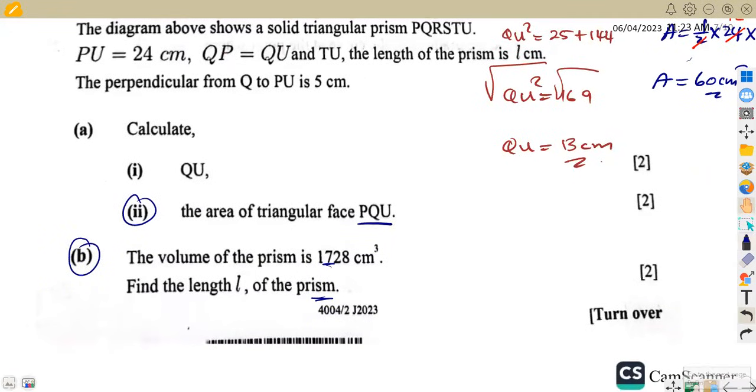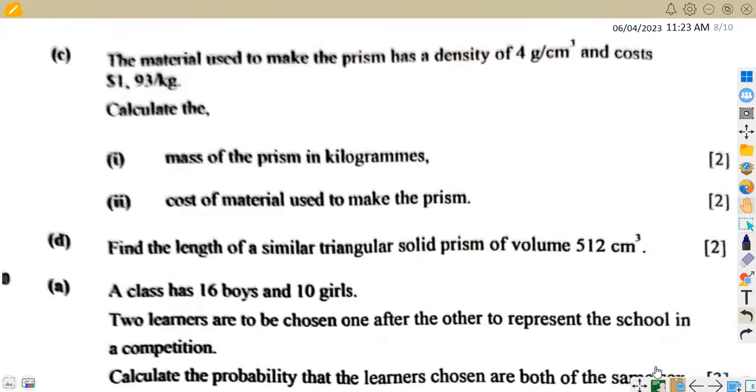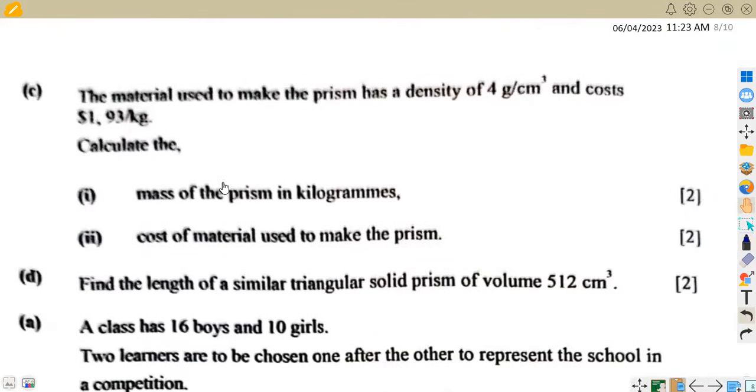All right, so let's check the other part of our question here. Let's check what we're given. We're given C, the material used to make the prism. The material used to make the prism has a density of 4 grams per cubic centimeter and costs $1.93 per kg. So the question was, item 1, calculate the mass of the prism in kilograms.